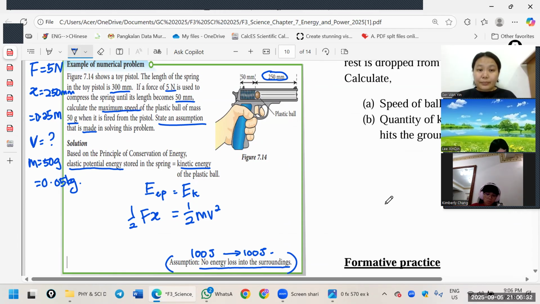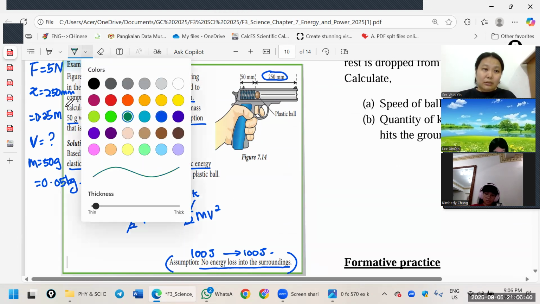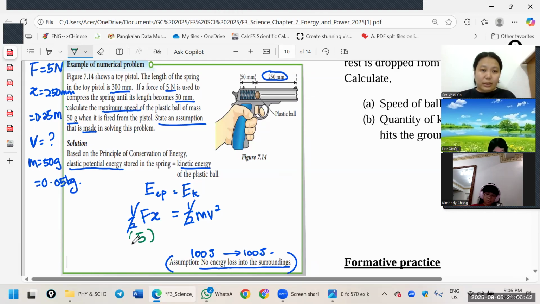Can you see that? Left hand side is half, right hand side is half. All right. So now F is 5, X is 0.25, mass is 0.05, V we don't know. Can you see? Once you substitute, you will find out that you got one unknown only. So this is called the principle of conservation of energy. So this energy equals to this energy.